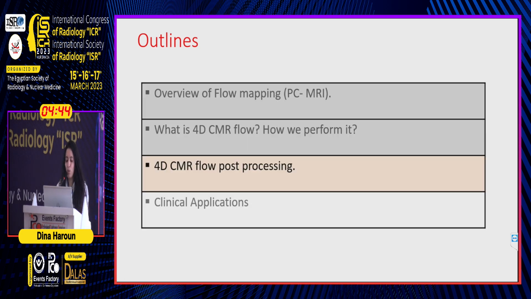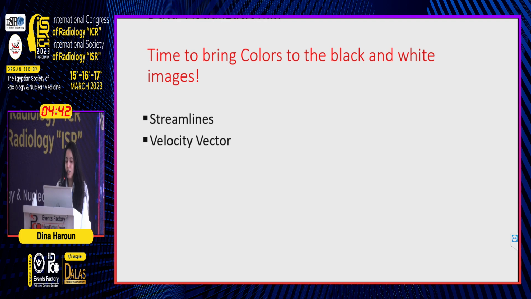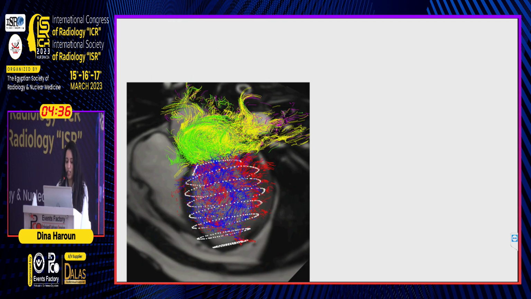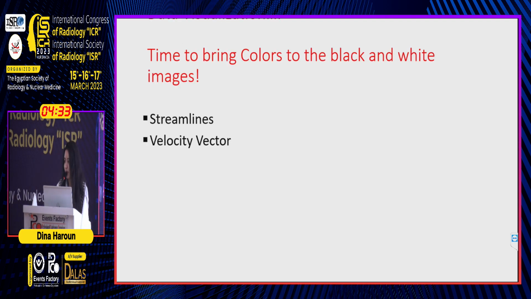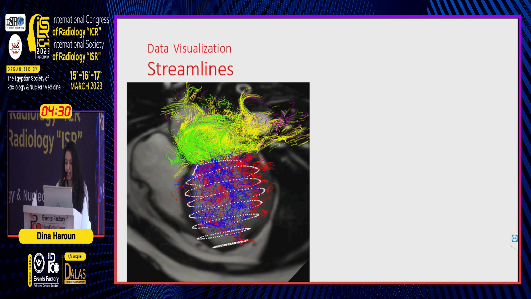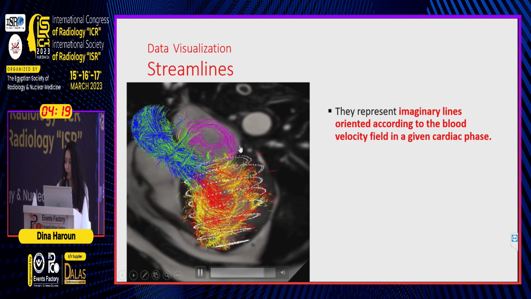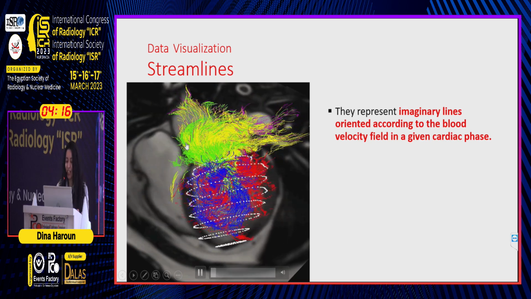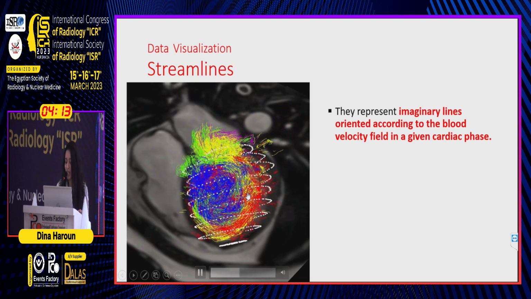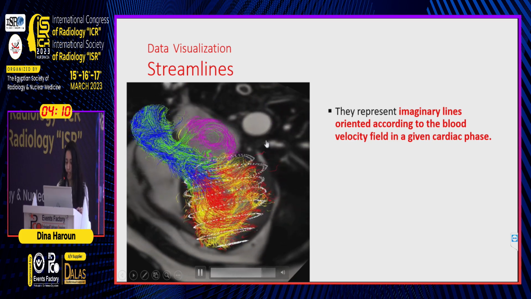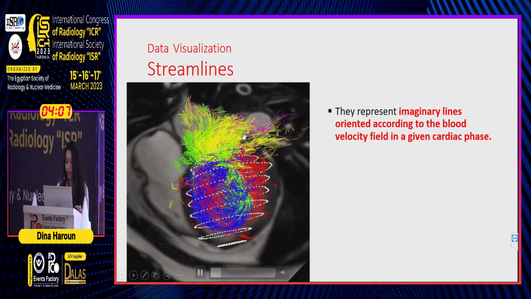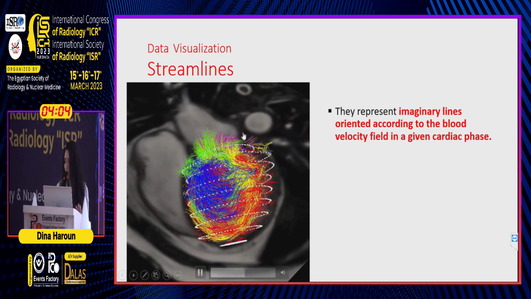Okay, how do we do the post-processing? It brings colors to the black and white images. So we have 2 types of lines, the streamlines and the vector velocity. Those are the streamlines. They present an imaginary line according to the blood velocity in the given cardiac phase. This means that each line from those lines, oh, the video is working, that's the good news, each line from these lines has its velocity. Those are the streamlines, with different velocities of the flow across the cardiac cycle in a given chamber.